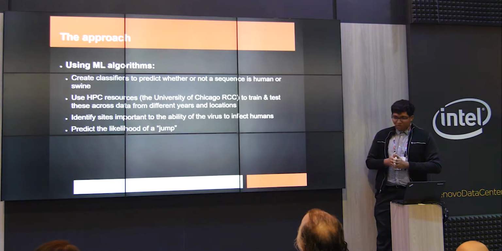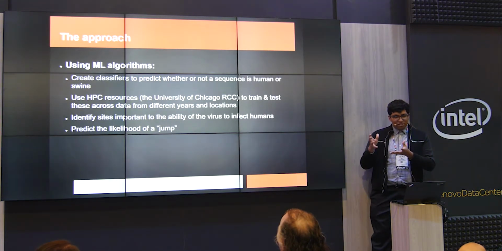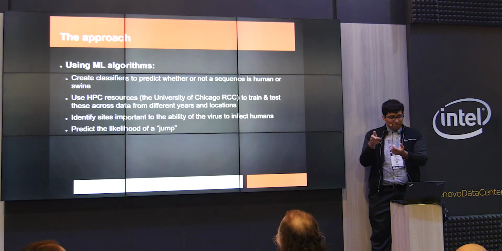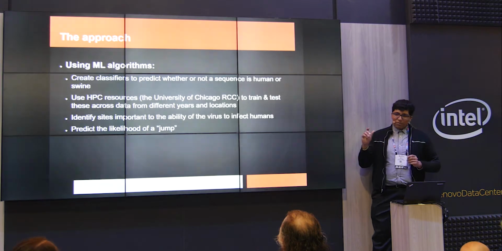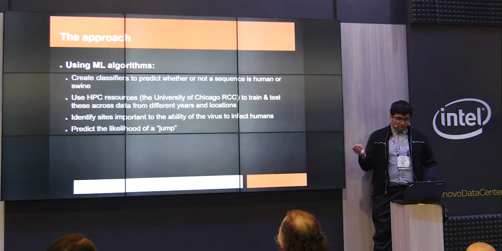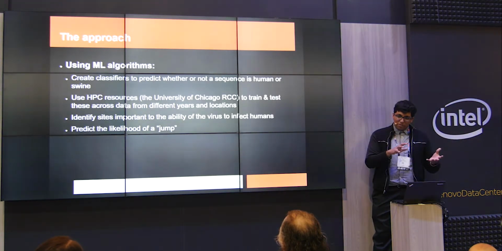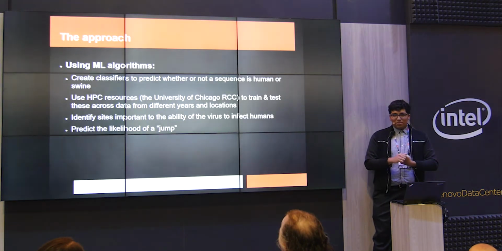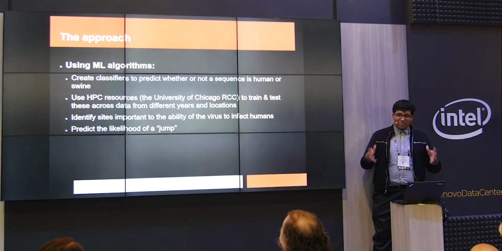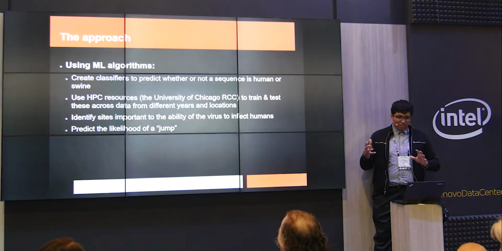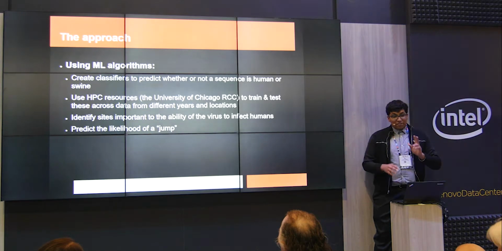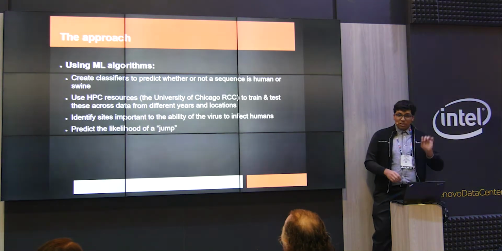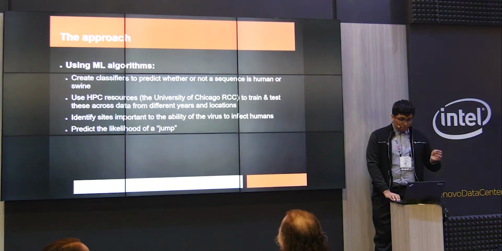And so the approach is, we use machine learning to create classifiers. A classifier basically just tells you whether or not an object is of type A or type B. And we create classifiers that tell us whether or not a sequence belongs to a human or it can infect swine. We use HPC resources to generate thousands of these classifiers across different years and locations. We identify parts of the virus that are actually important for its ability to infect humans, and then we use those to predict the likelihood of a jump.